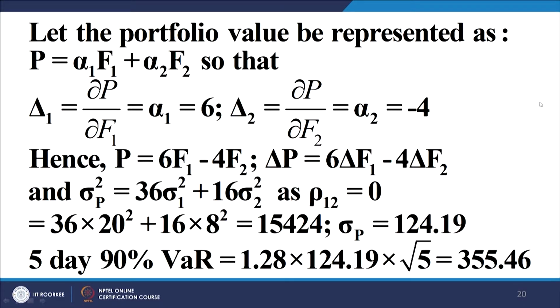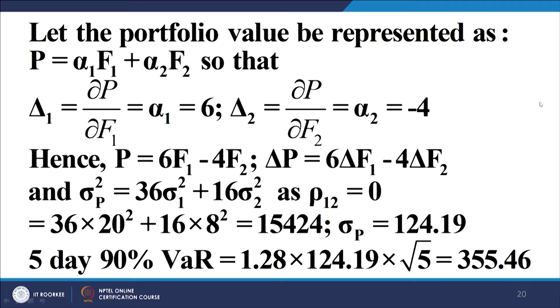Let the portfolio value be represented as P is equal to alpha 1 F1 plus alpha 2 F2. F1 and F2 are the two factors that are available from the principal component analysis. Now, delta 1 is with respect to the first factor. So, it is the rate of change, or the partial derivative of P with respect to the first factor, and that is given as 6.